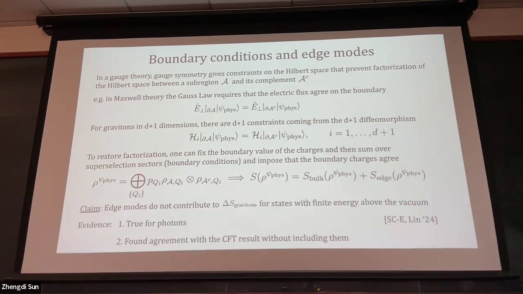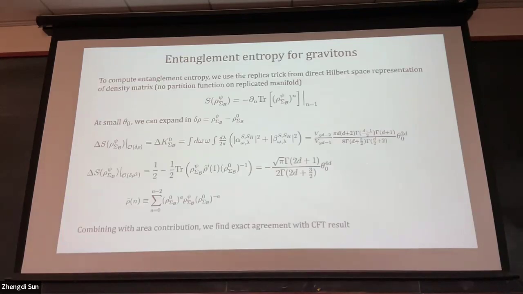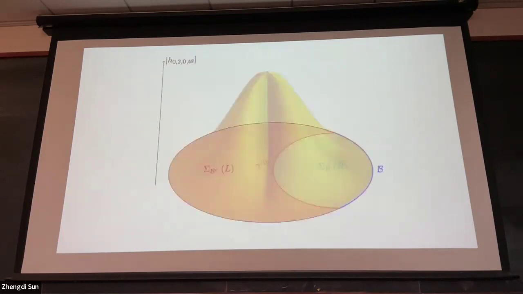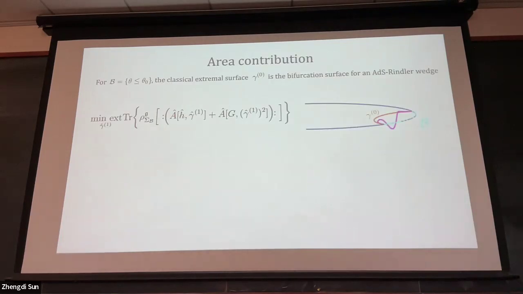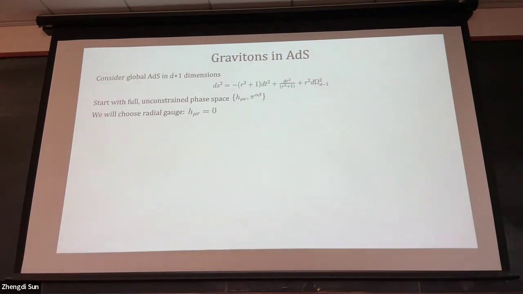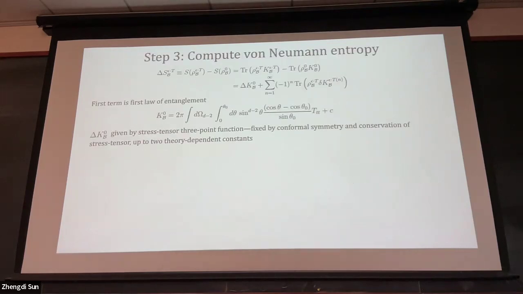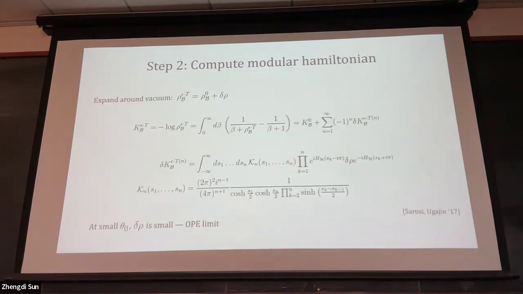Can you go to that slide where you were looking at the polar cap and the delta rho, where theta was small? If you were able to take the approximation that delta rho would be small for the modular Hamiltonian approximation, in the CFT? Yeah, on the CFT side. Yeah, here.